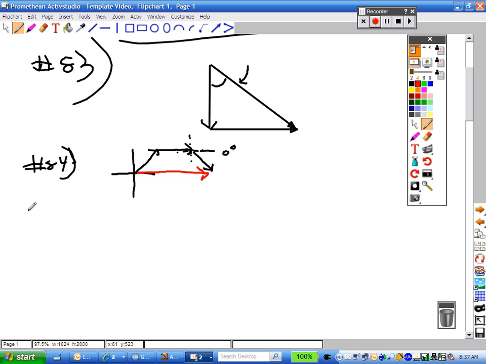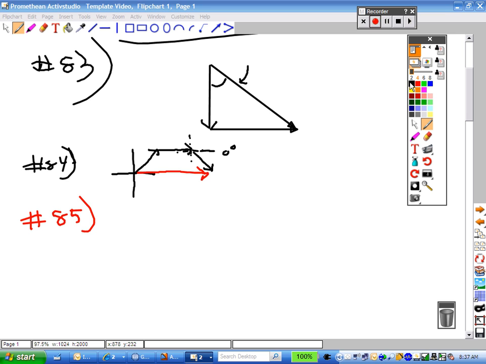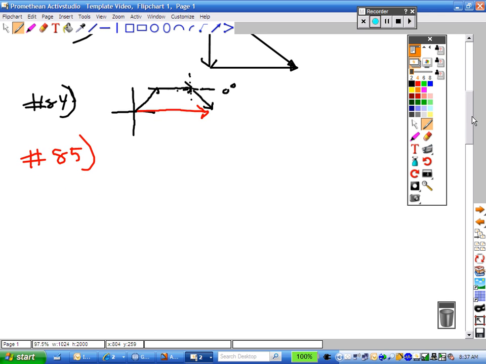Let's look quickly at number 85. Number 85 and number 86 are similar. These are both addition of force vectors. They're not subtraction, they're addition of force vectors. So on both of those, they are connected in the textbook tail to tail. You simply need to draw them head to tail.